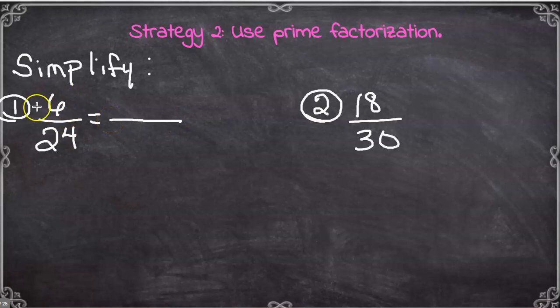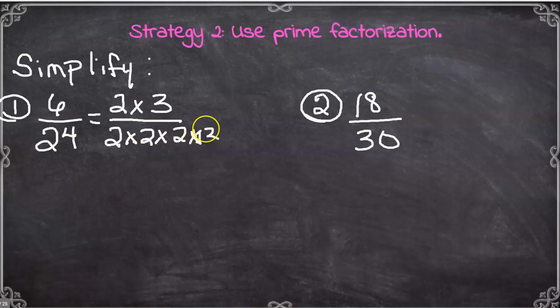So the prime factorization of 6 is 2 times 3. The prime factorization of 24 is 2 times 2 times 2 times 3. So write the prime factorization of each number. Then mark out the factors that they have in common. So I see a 2 and a 2 here. Mark those out. One has to be on top, one has to be on the bottom. And then there's a 3 and a 3.